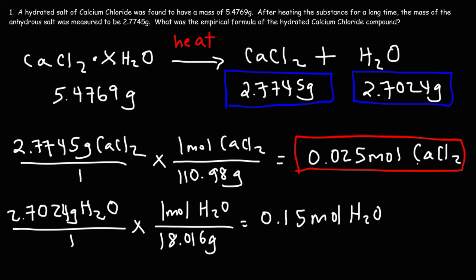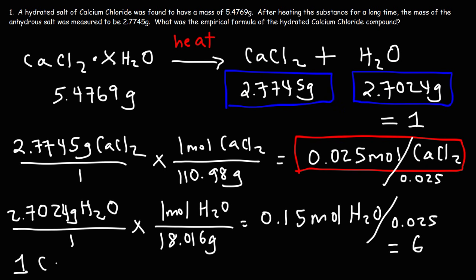Now our next step is to divide each of these two numbers by the smallest of the two values, and so that's going to be by 0.025. 0.025 divided by itself is 1. 0.15 divided by 0.025 is equal to 6. So now we have the relative molar ratio between calcium chloride and water. For every 1 mole of calcium chloride, there are 6 moles of water.